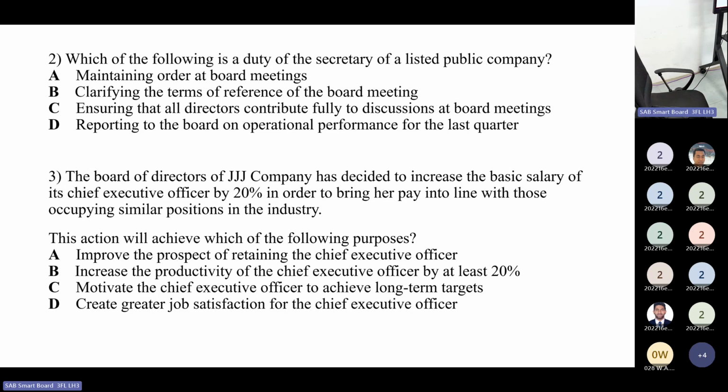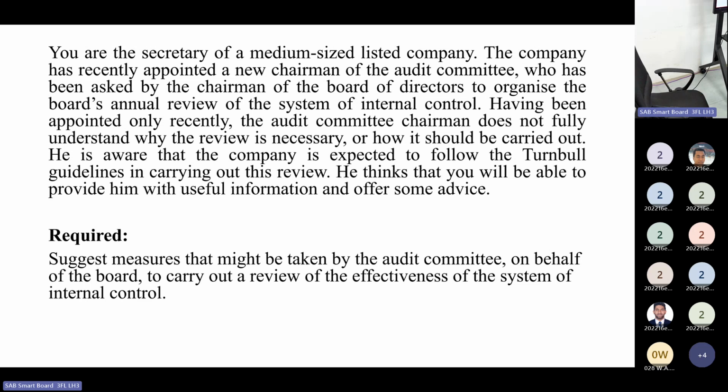No, we can't assure that. Motivate the chief executive officer to achieve the long-term targets. No, we can't assure that. That's up to her, right? Create greater job satisfaction. She may not be satisfied even if you increase. The only thing we can assure is this person will stay in the job because we have given the same amount as what others are offering. That's the thing. The last one.